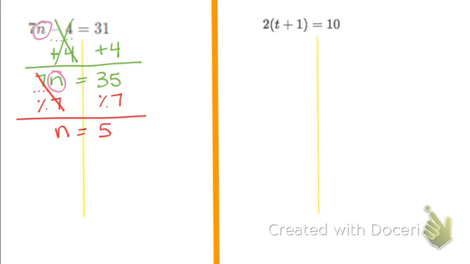For the one on the right, I wanted to show you this because on your homework, there's going to be some that have parentheses. Remember, when you have parentheses for an equation, you need to first get rid of those parentheses before you start moving anything around. So I'm going to take that number outside of the parentheses and multiply it by each number inside of the parentheses. It's called distribution. So 2 times t is 2t, and 2 times +1 is +2.